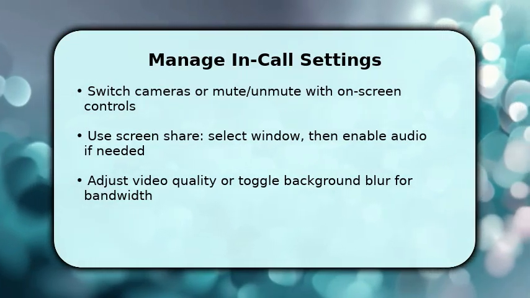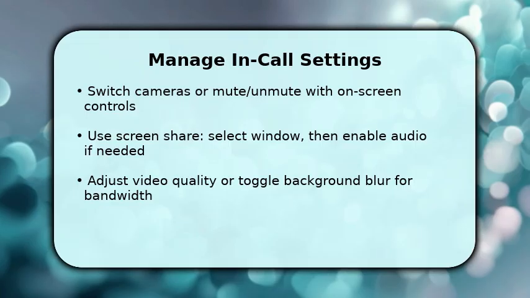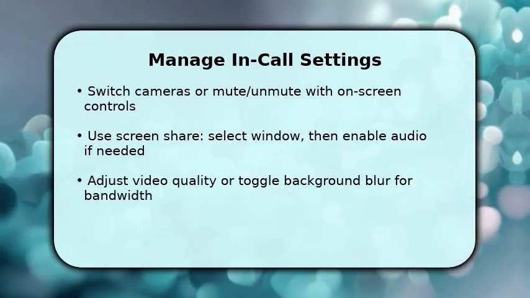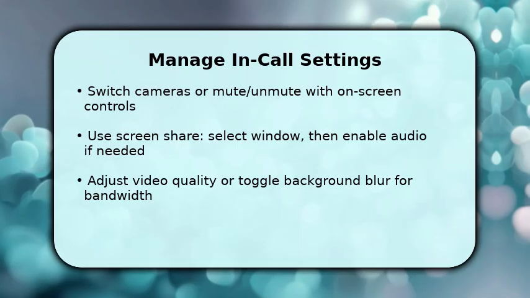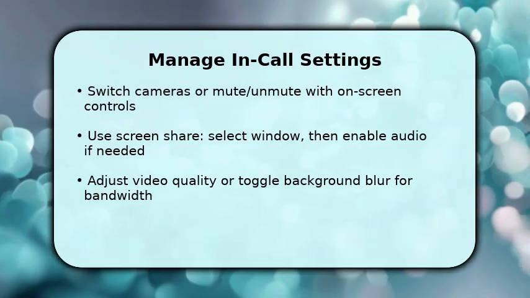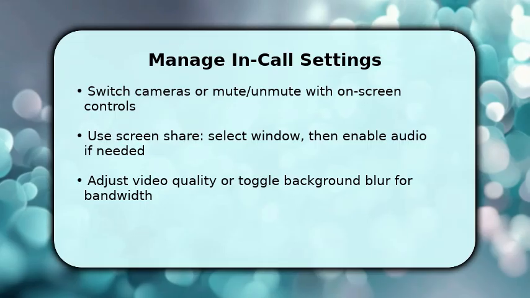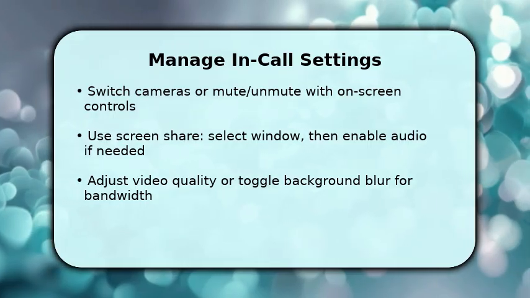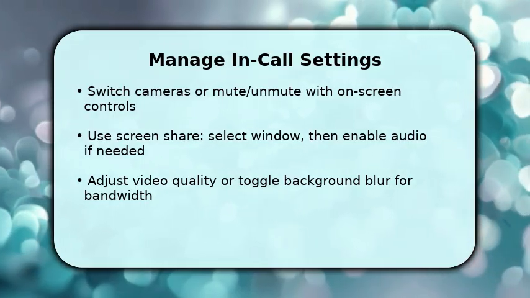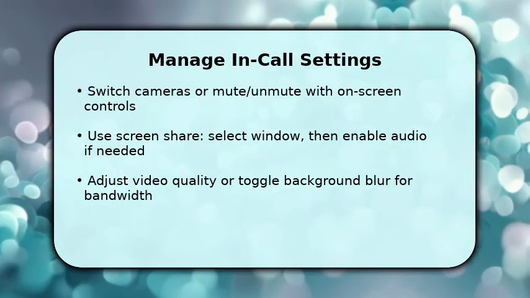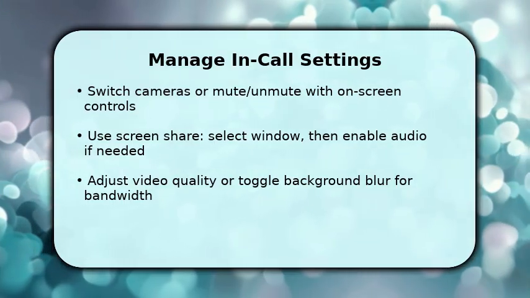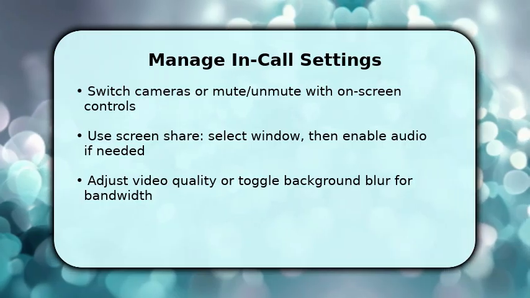Tap the camera icon to flip between front and back cameras and use mute to cut background noise instantly. For presentations, select Share Screen, pick the window or tab, then enable system audio so listeners hear media. If your connection wavers, reduce video quality or enable background blur to save bandwidth. This keeps voices clear and reduces dropped frames.